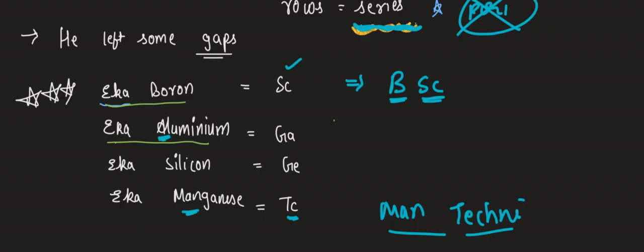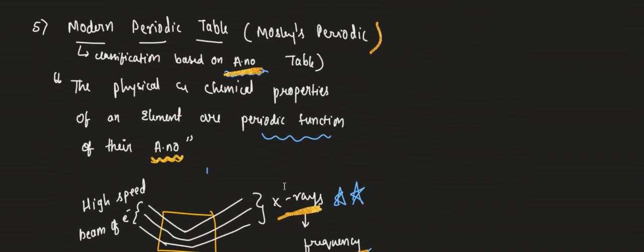Move to the next one. A for aluminium, A for gallium. So Eka aluminium, gallium; silicon, germanium. In this manner, people can remember the examples. Now move to the next type of periodic table, which is the modern periodic table.